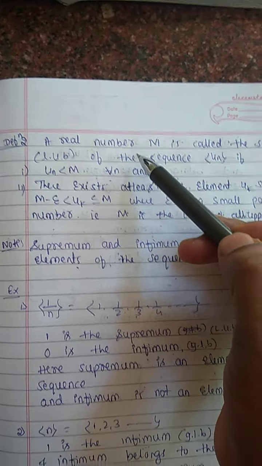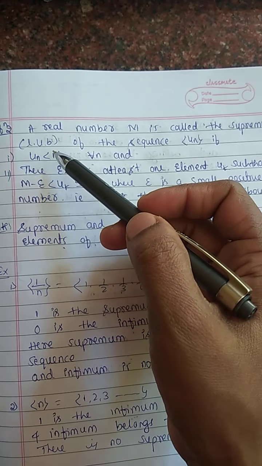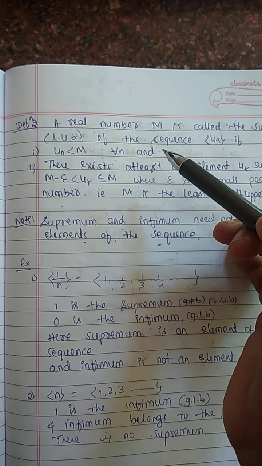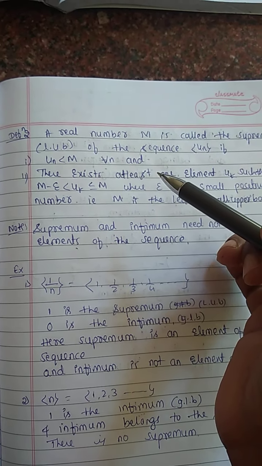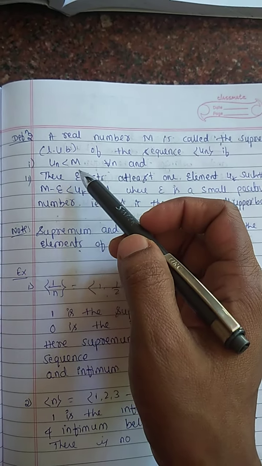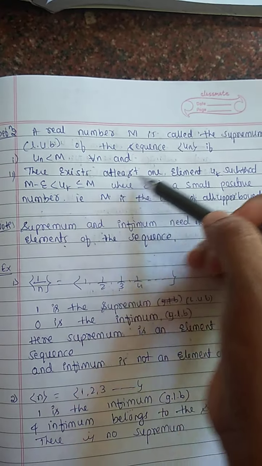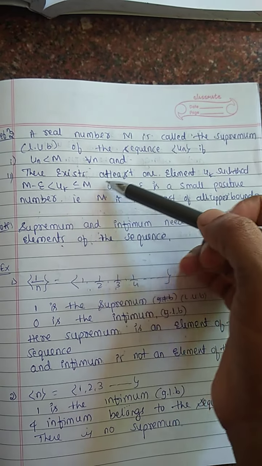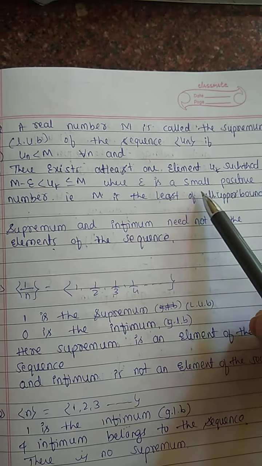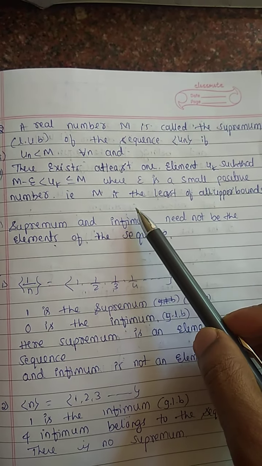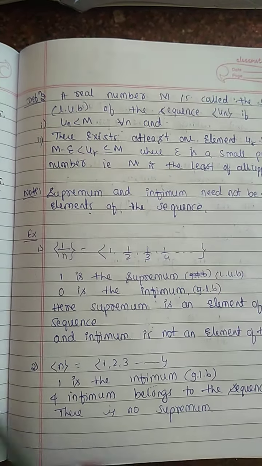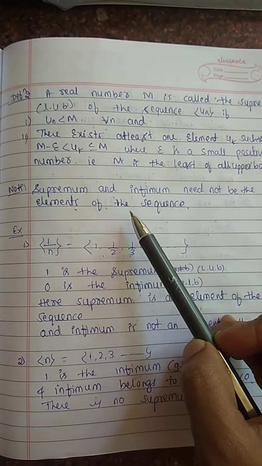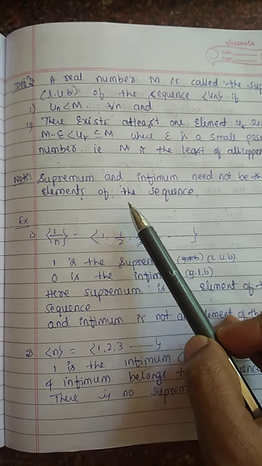Next definition: a real number m is called the supremum or least upper bound of the sequence un if the first condition is it should be an upper bound, and the second condition is that among all the upper bounds it should be least. That is, un is less than or equal to m for all n, and there exists at least one element uk such that uk is greater than m minus epsilon and less than or equal to m, where epsilon is a small positive number. That is, m is the least of all the upper bounds. Note, supremum and infimum need not belong to the sequence.